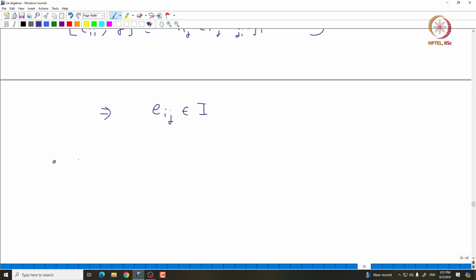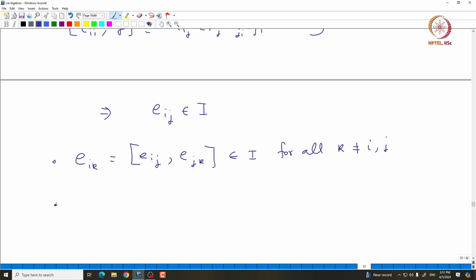Now, using this, it is immediate that one can prove that e_ik must be inside I, because e_ik is nothing but [e_ij, e_jk], and this is inside I for all k, which you can take to be not equal to i, j.